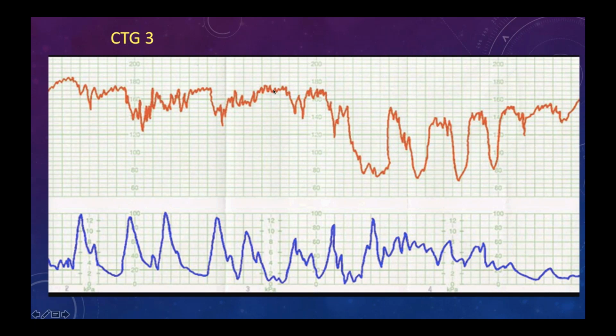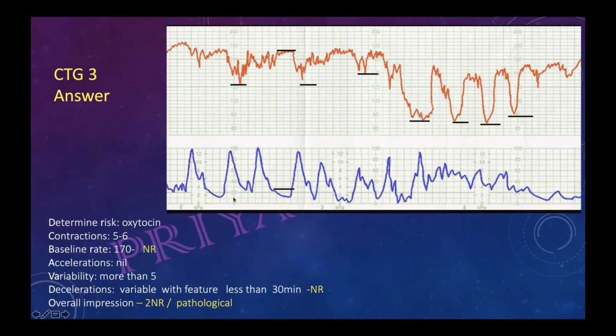Madam, what about tachycardia? 170. But ma'am, 170 is more than 15 minutes. Yes, ma'am, it's pathological. There are 2 NR features. Very good, excellent. Now you see, 2 NR features here. This patient is on oxytocin basically. So contractions are 5 to 6. Baseline, you rightly said, is 170. Acceleration not there. Variability is more than 5. Variable deceleration with features. These are all features, but they are less than 30 minutes. So there are 2 NR features, so it is pathological. So you did it right.